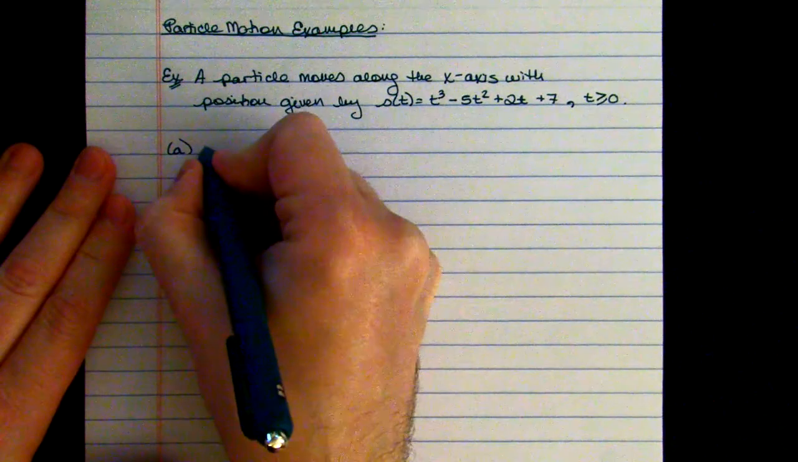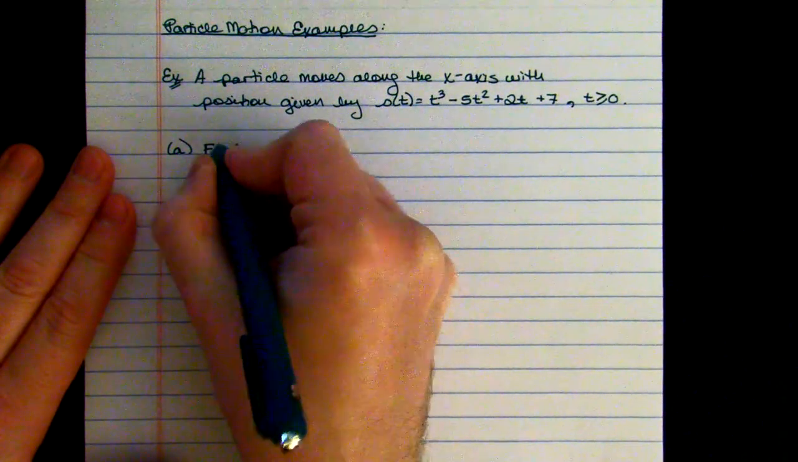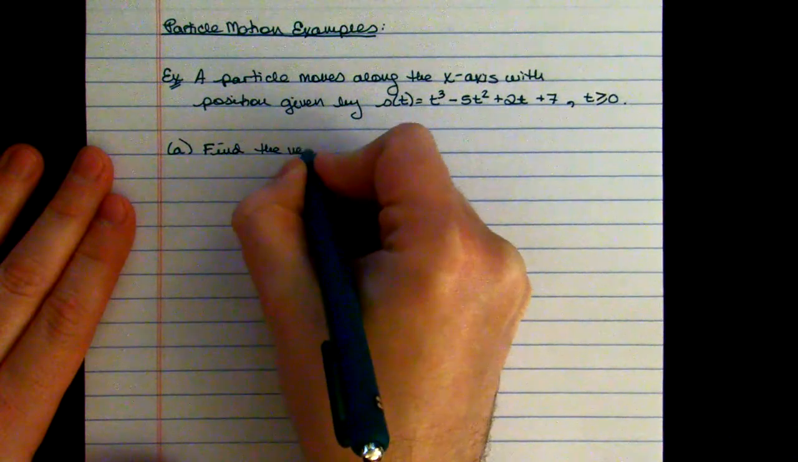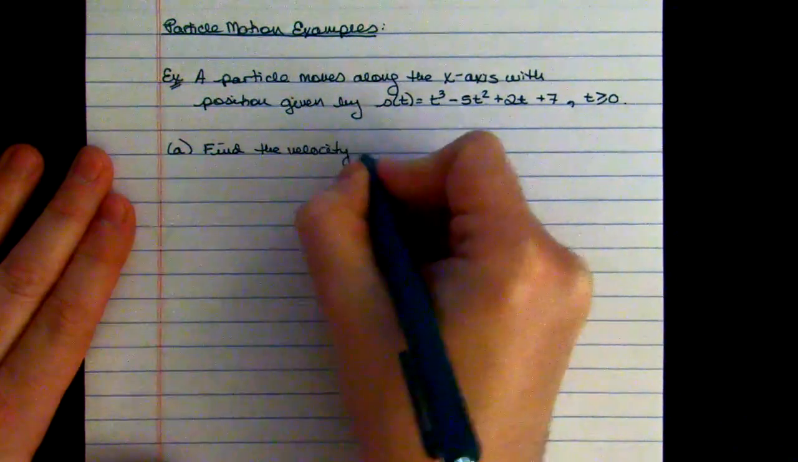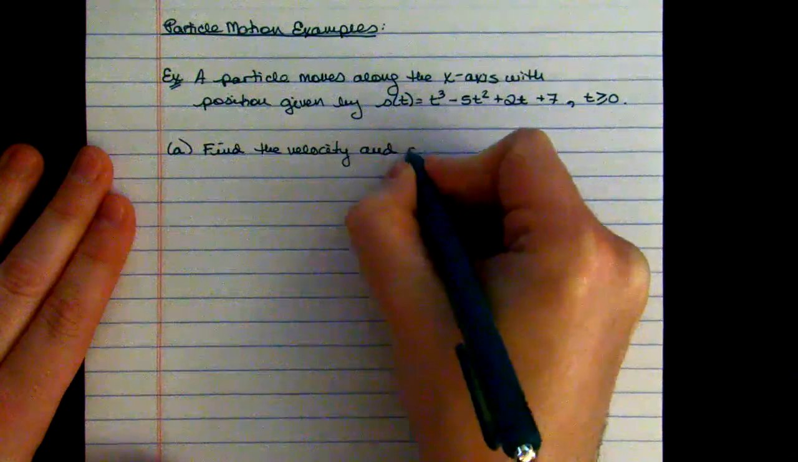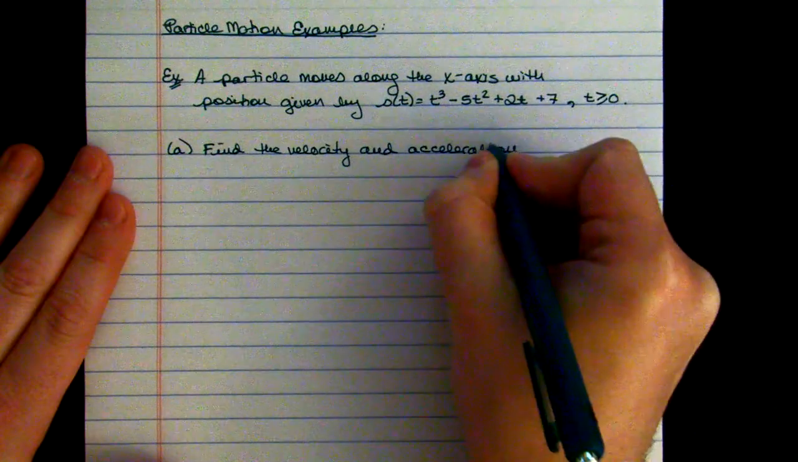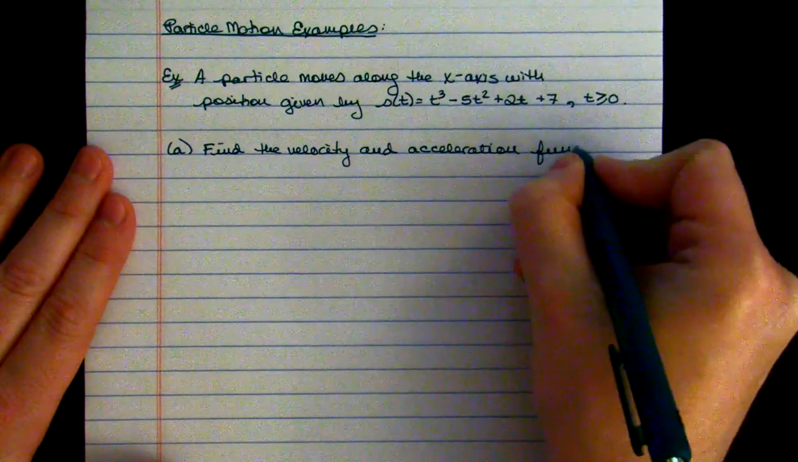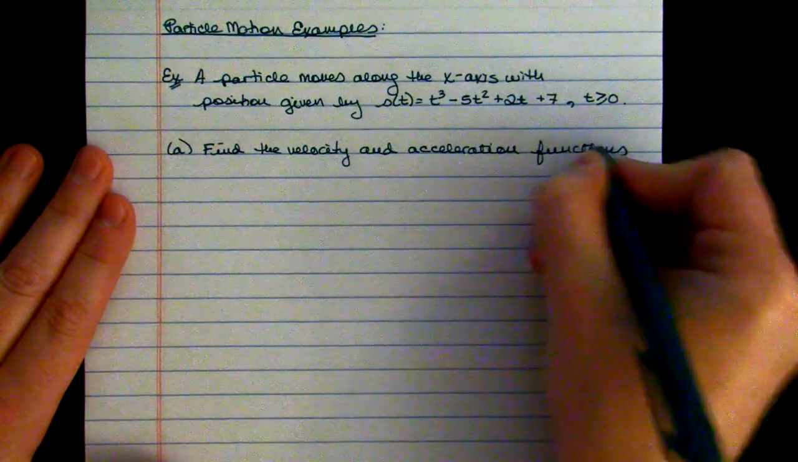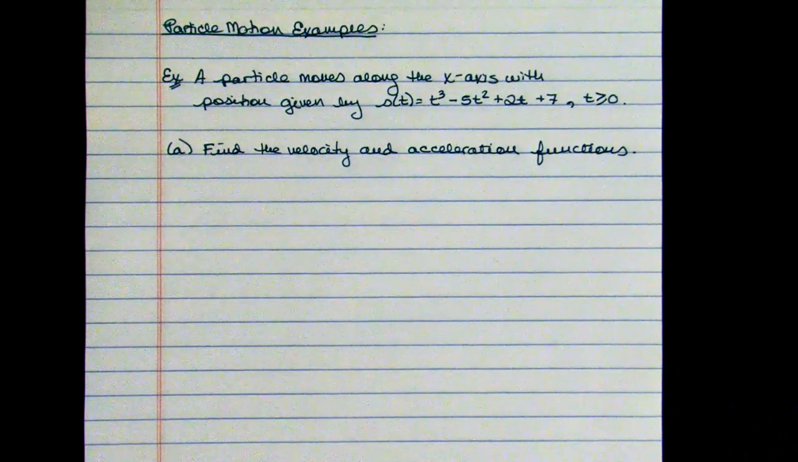First thing we're going to do, we're going to find the velocity and acceleration functions. Remember that the velocity is the derivative of the position. Acceleration is the derivative of velocity, or the second derivative of position. Take a moment, create those formulas, and let me know what they are.